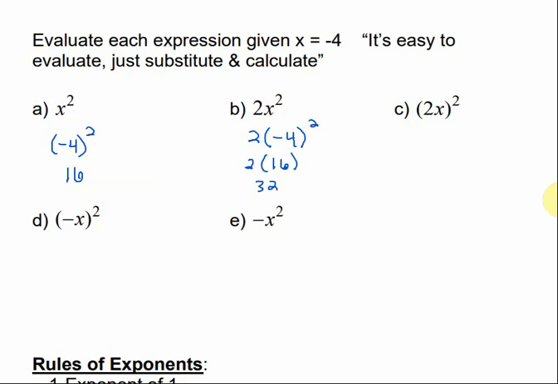Okay, C is different than B because the whole 2x is in parentheses. So that means we write it like this, in parentheses 2, then in another parentheses, because we're replacing the x with -4 squared. Now if we follow order of operations, we have to do what's in the parentheses first. So we're going to multiply 2 times -4, which is -8. Then we square -8. -8 squared would be a positive 64.